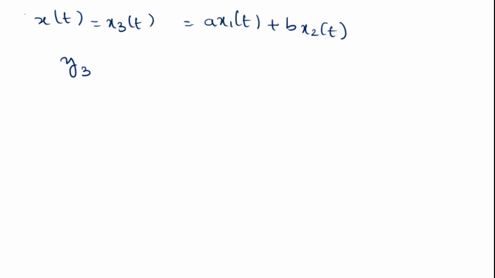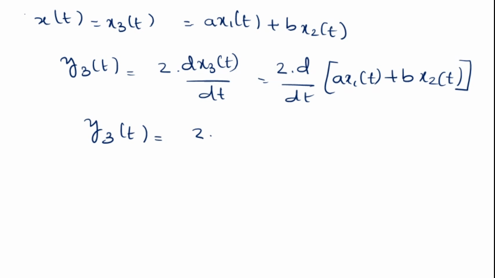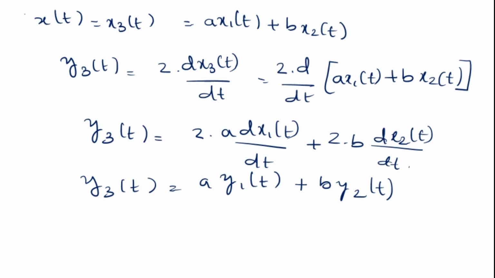Then y3 of t is equal to 2 into dx3 of t divided by dt, which is equal to 2 into d by dt of a into x1 of t plus b into x2 of t, or y3 of t is equal to 2 into a into dx1 of t divided by dt plus 2 into b into dx2 of t divided by dt, or y3 of t is equal to a into y1 of t plus b into y2 of t. Therefore, the system is linear system.